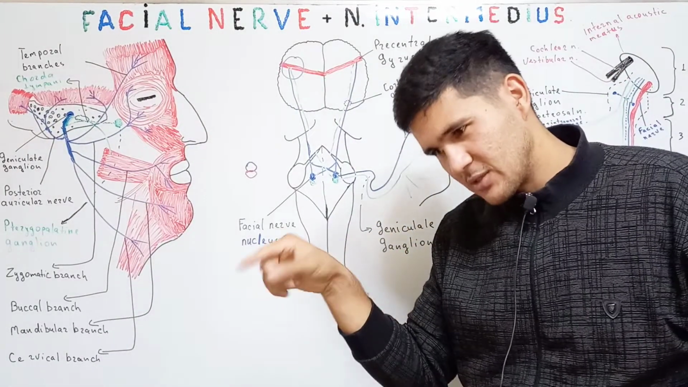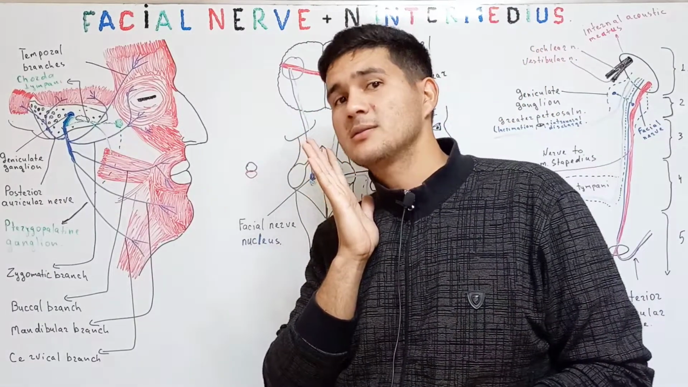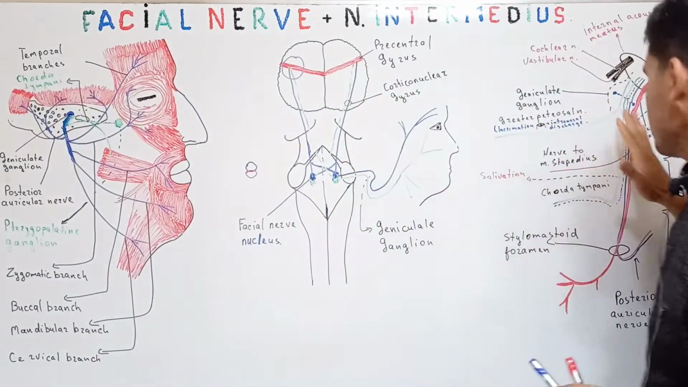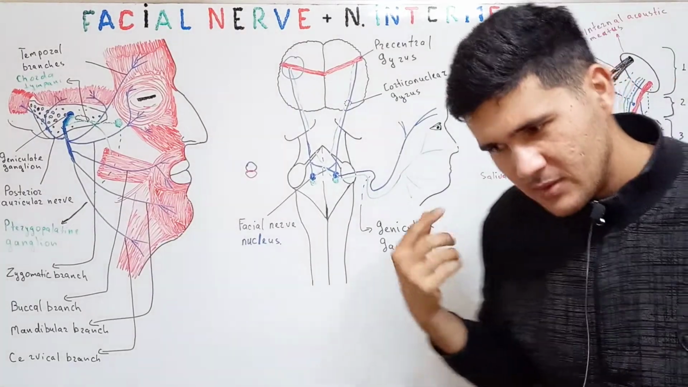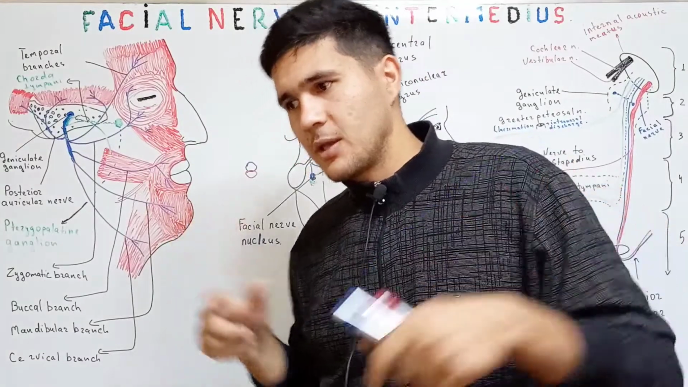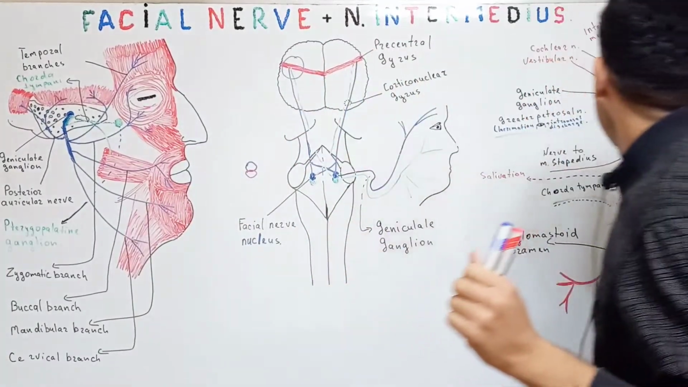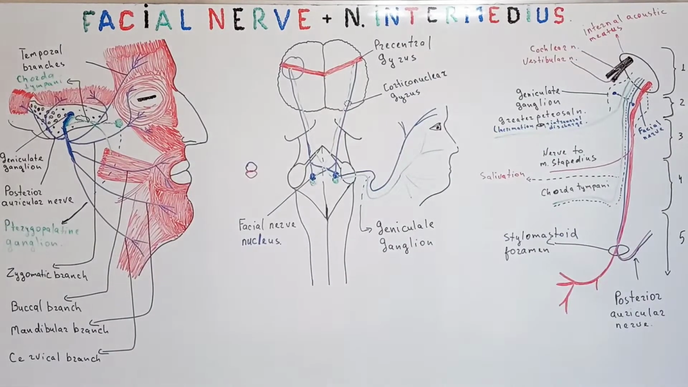You ask the patient who is suffering from unilateral facial nerve palsy, have you got any problems with keeping balance or hearing something? If the patient says no, then this part of the nerve is healthy. And if the patient says yes, we should search for abnormalities there.